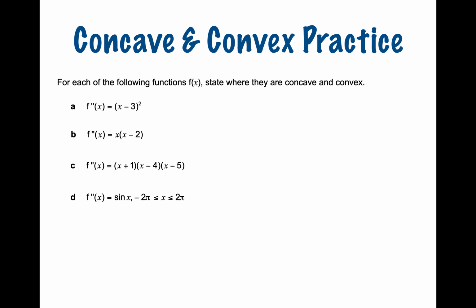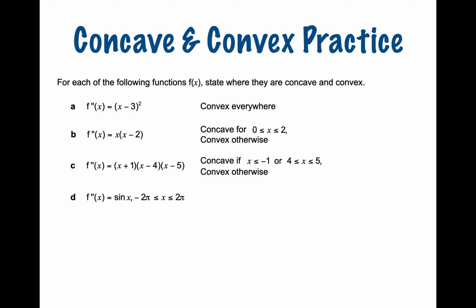So here's a little bit of practice. You've got your functions, your second derivatives, and therefore can you please state where they're concave, where they're convex? Can you pause? Can you try it? And then can you check? Okay. So for this one, the second derivative is a square, so it's positive everywhere, so it's convex everywhere. And then you've got these conditions, and you've got these conditions.